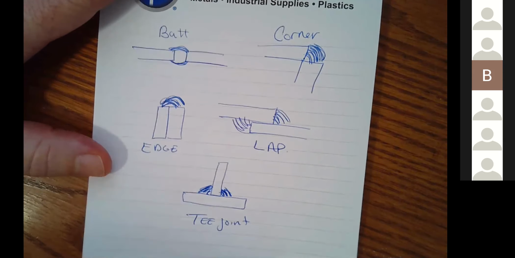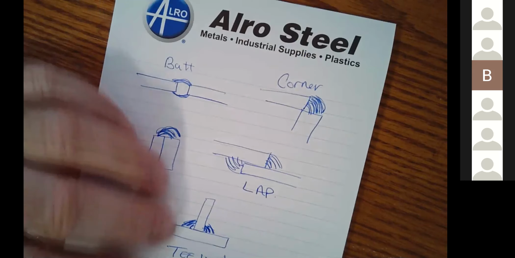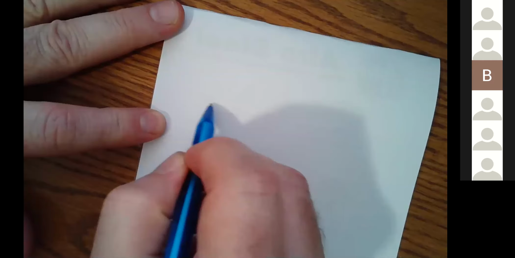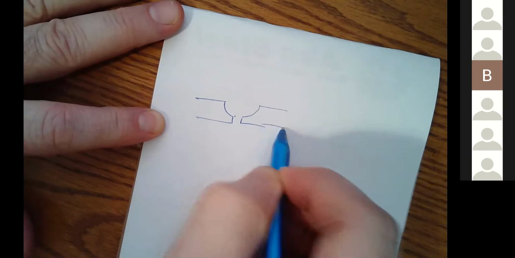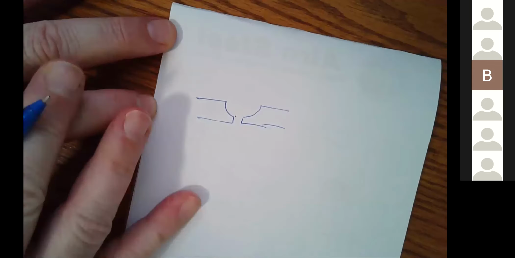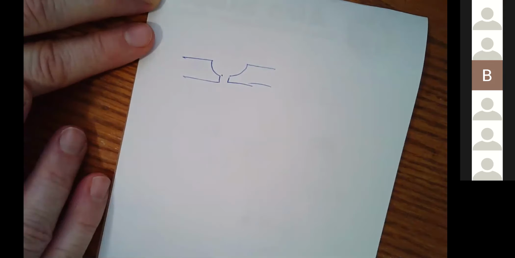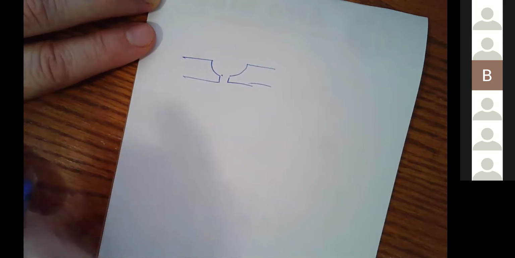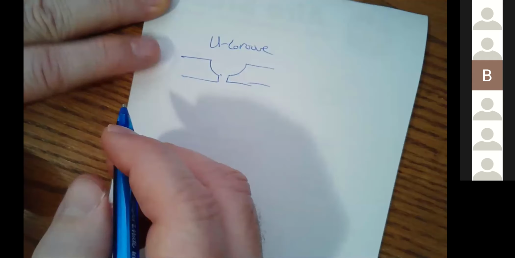Okay, so that's how we're going to set up. Now we have to know some types of grooves. What type of groove are we talking about there? So this is a type of weld groove. J groove? U. This is a U groove. Yep. That's a U groove. How about this guy?